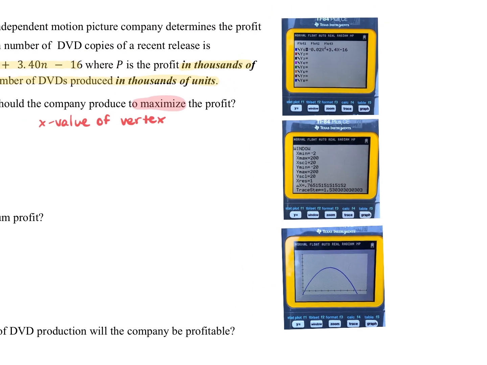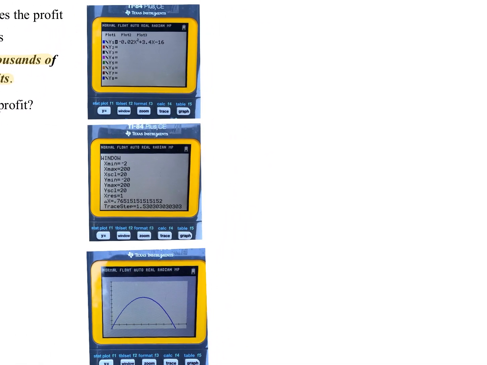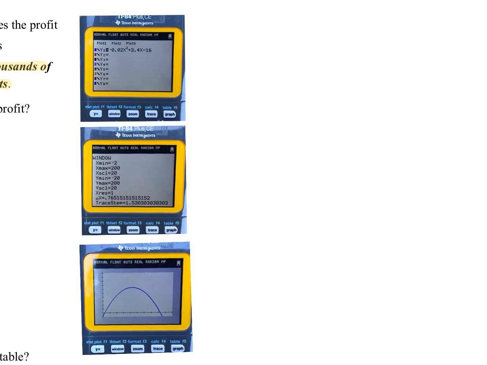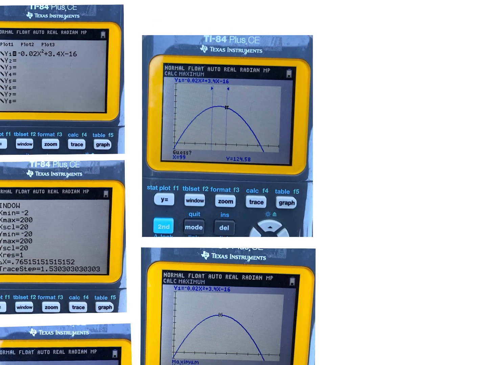So now that you have a nice picture of your graph, we do need to find the x value of the vertex. So we are going to go to second trace. Let me show you a picture of what this will look like. Okay, so first, when you hit second trace, and then you hit option 4 for a maximum, first it will ask you for a left bound. So you go left or right with your cursor.